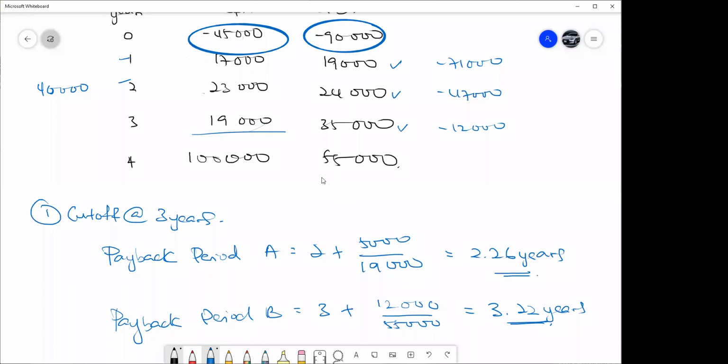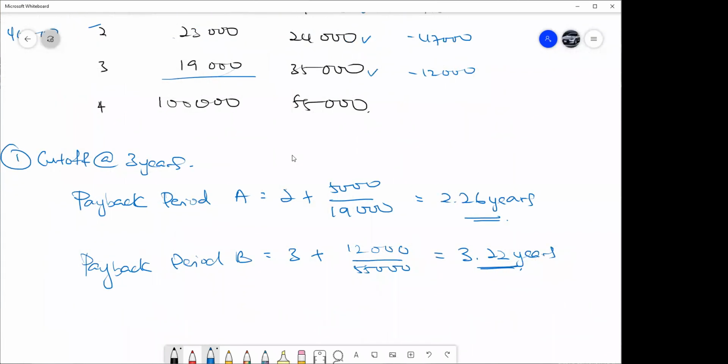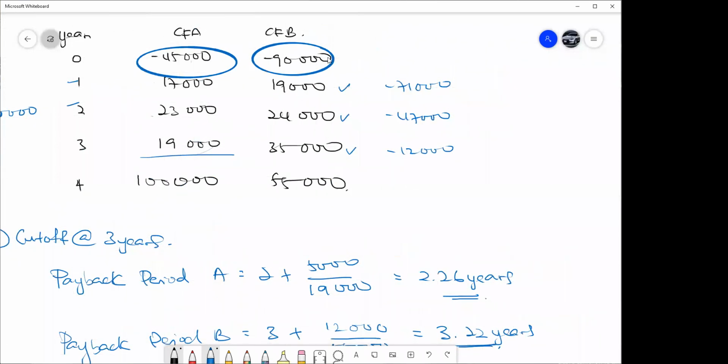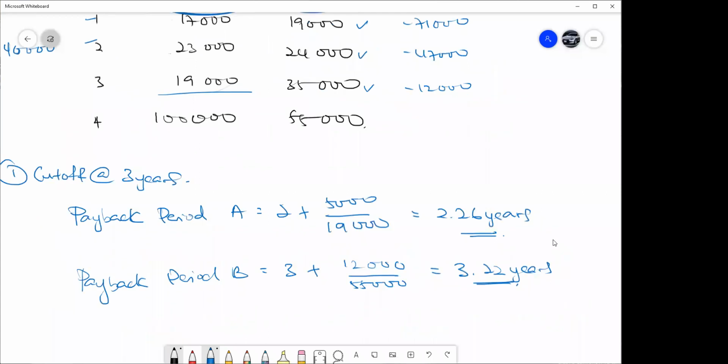All right. So for cash flow A, the initial investment is 45,000. You take 2.26 years to recover back that money. Whereas for payback period B, which is cash flow for B, your initial investment is 90,000. So you take 3.22 years to recover back your initial investment. So if the company tells you the cutoff is 3 years, okay, so which project should you accept?